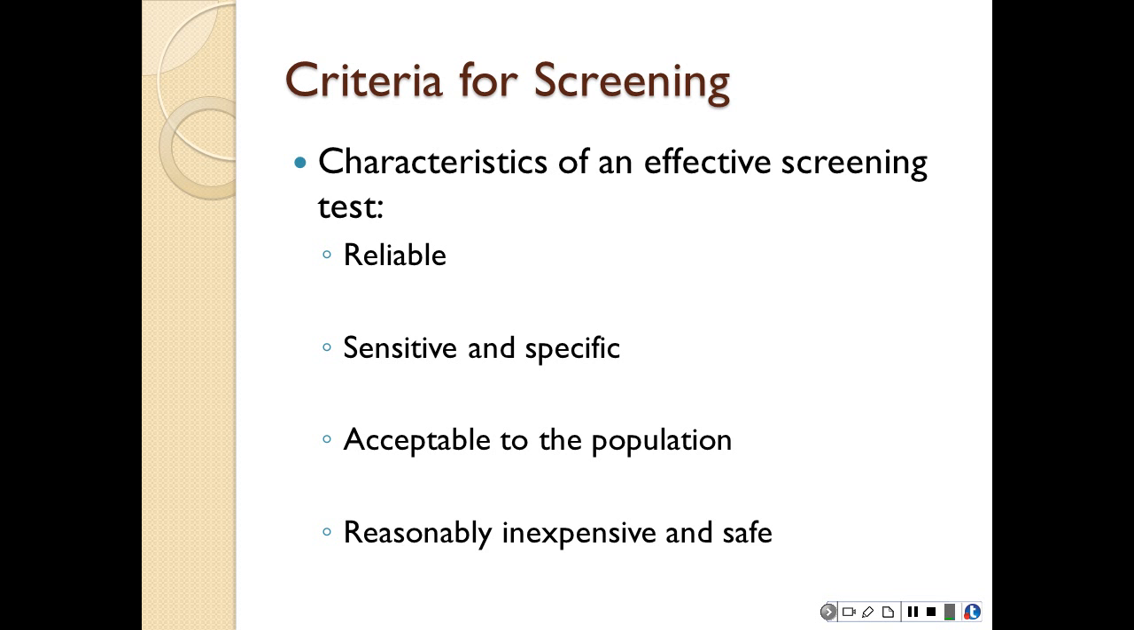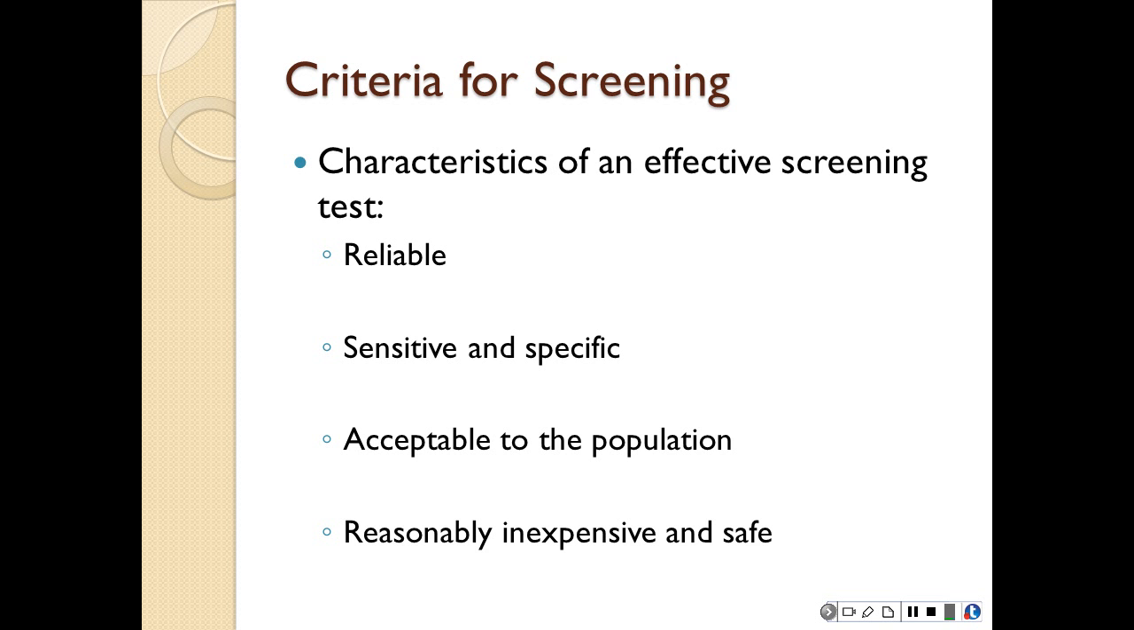Now, the screening test also must be acceptable to the population. So you can have this great test, right? This test that's reliable, you know every single time you're going to get the same answer, and you're pretty confident that you're always getting the right answer, but people just find it abhorrent and will not do it. Not a good test. If it's something that people will not do, if it's not acceptable to the population you're trying to screen.